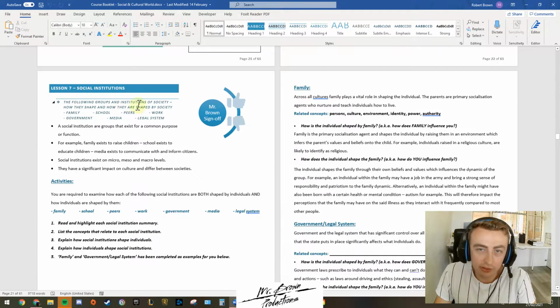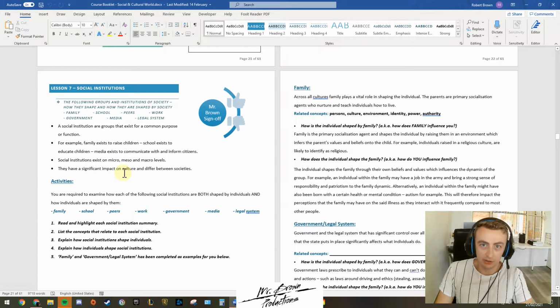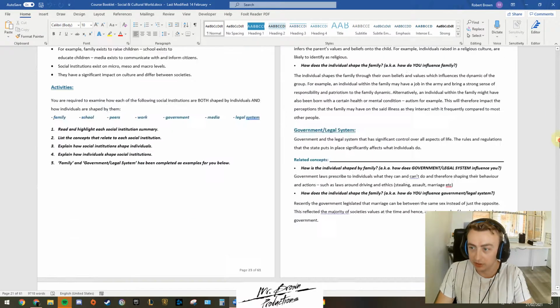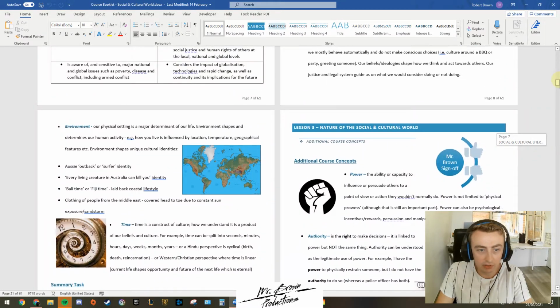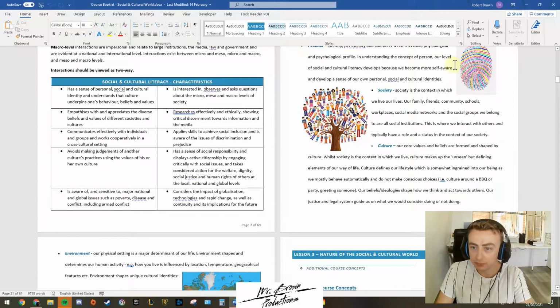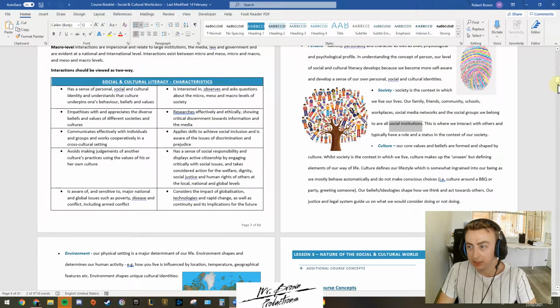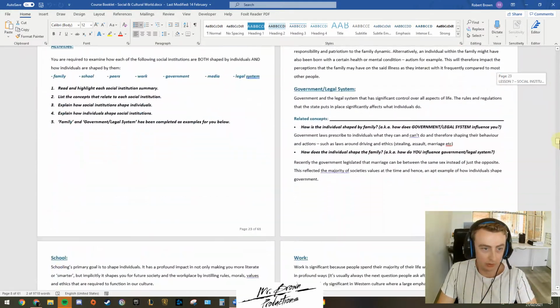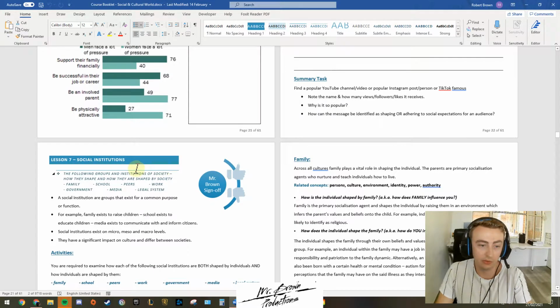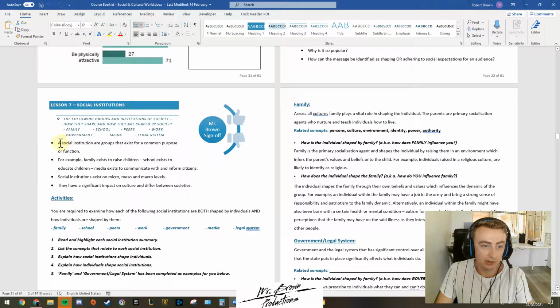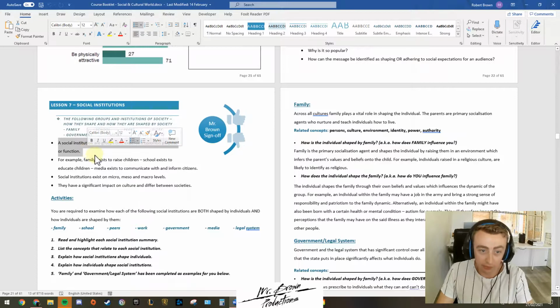So, social institutions. Now we've looked at this. This mainly comes under the concept of society, and when we looked at our definition of it a bit further up, society is the context in which we live our lives. So our family, friends, community, schools, workplace, social media, and social groups we belong to are all social institutions. It's this place that we're interacting with other people, and that we share our role within society within these social institutions. So a social institution will exist for a common purpose or function.